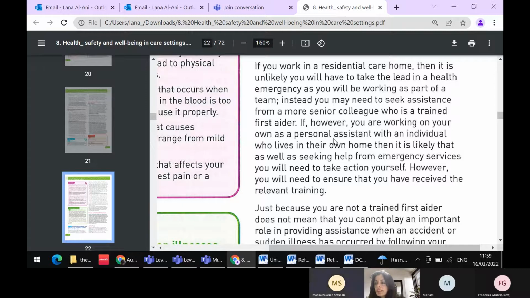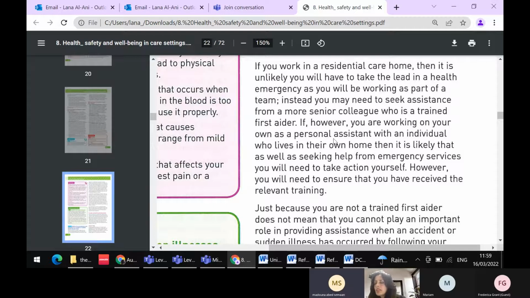Also, you might seek assistance from any senior colleague, maybe someone who's been in the business for a much longer time. Or someone who's trained as a first aider. It's very important you go and call the first aider in the organization if he's still there. At all times, the nursing home should have at least one person who's qualified as a first aider.